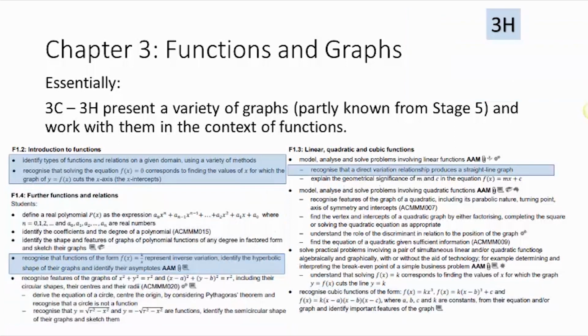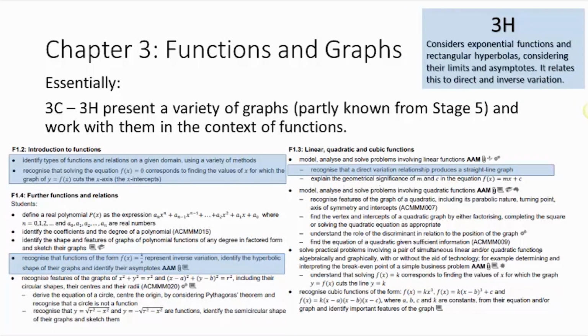Then 3H goes on to consider exponential functions and rectangular hyperbolas. It does look at their limits and asymptotes at quite a basic level, but it also relates this to direct and inverse variation. It's important to set up limits and asymptotes correctly at this point, particularly for Extension 1 students.